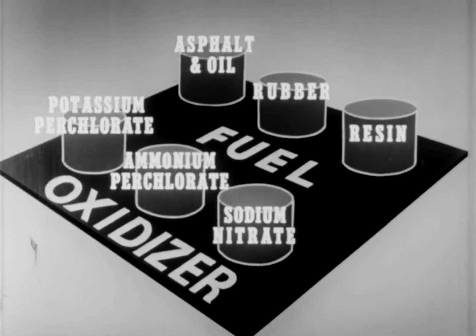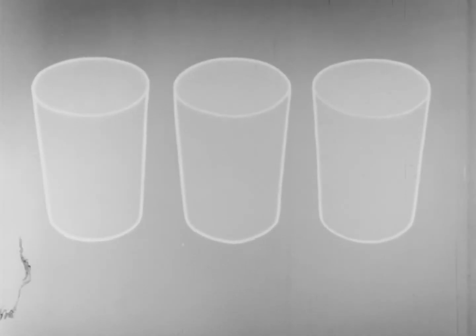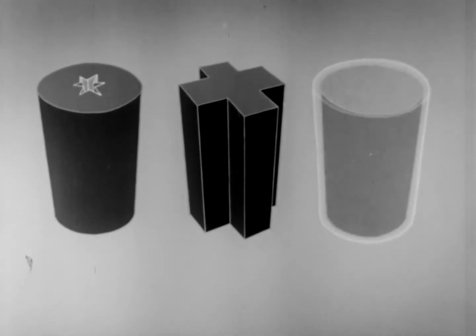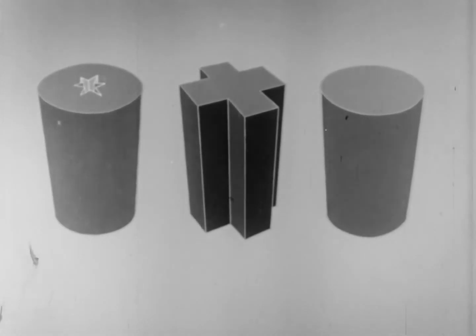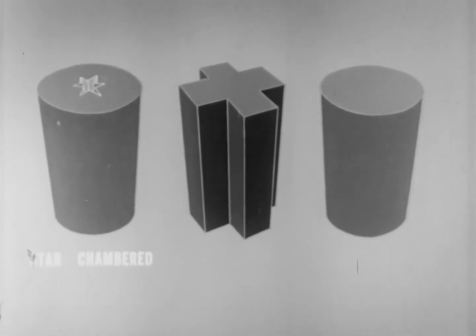The regular fuel and oxidizer mixtures are frequently restricted too, but only after they've been mixed and molded according to the design purpose of the rockets for which they're intended, when certain surfaces are coated to control burning. These are called restricted burning charges. There are many more shapes, but these three are good examples. They are the star-chambered, the cruciform, and the solid cylindrical.